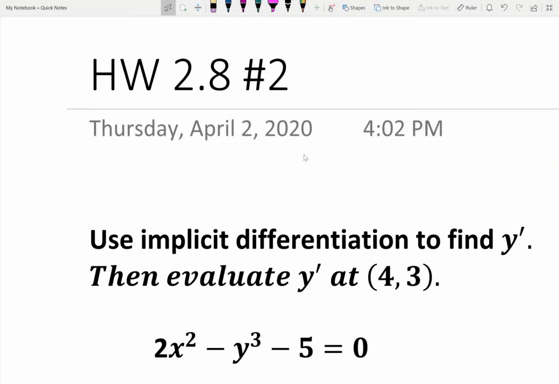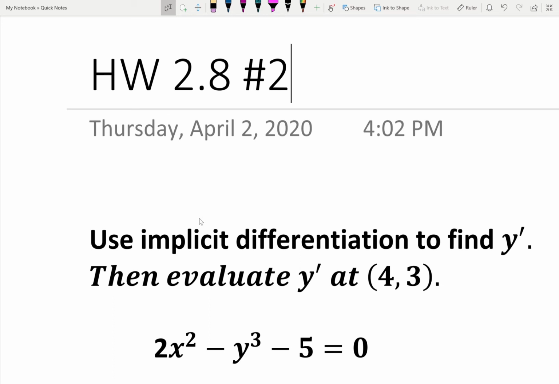Alright guys, here's a homework question that was requested by one of you. Use implicit differentiation to find y prime, then evaluate y prime at (4, 3). And this is the equation that they gave us: 2x squared minus y cubed minus 5 equals 0.